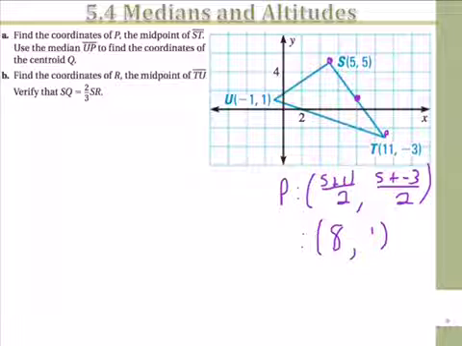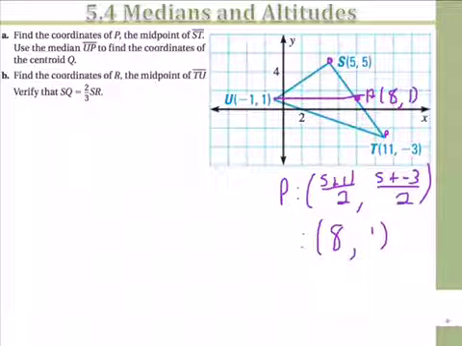What else we got? Use the median UP to find the coordinates of centroid Q. Okay. So here's UP, because there's P with 8, comma 1. Alright, find the centroid. Shucks. So, if I want to just find the length of this segment UP, well, the y coordinates are the same, which is great. This is a horizontal line, because that means if I want to find out how long it is, I could just find the difference between the x coordinates. From -1 to 8 is a distance of 9. Awesome. So I can apply this whole 2/3, 1/3 rule relatively easily.